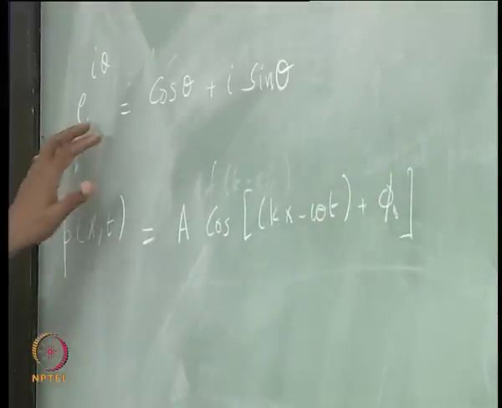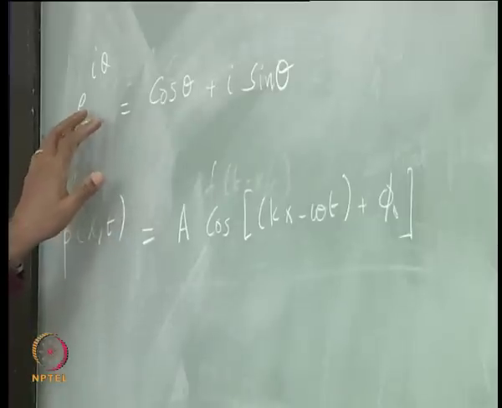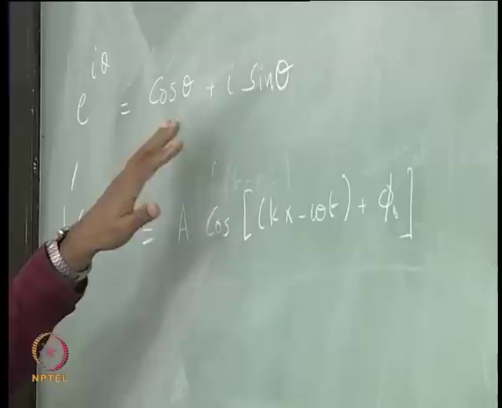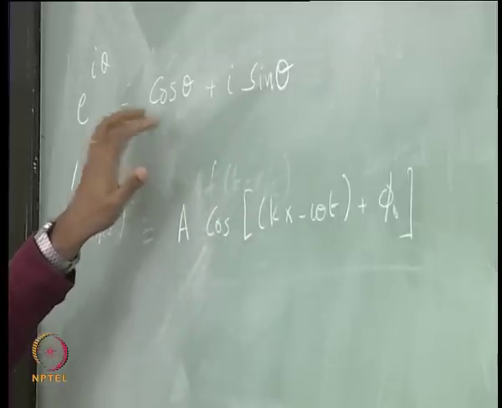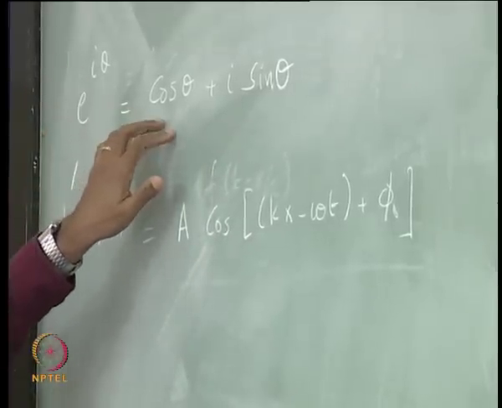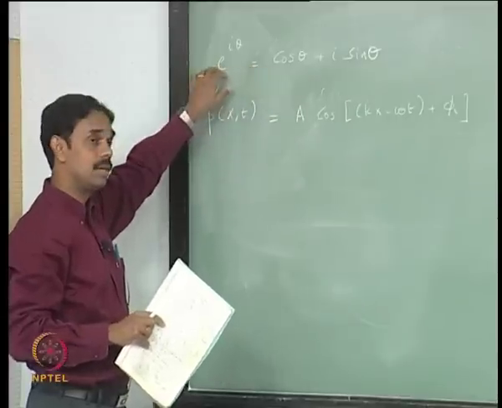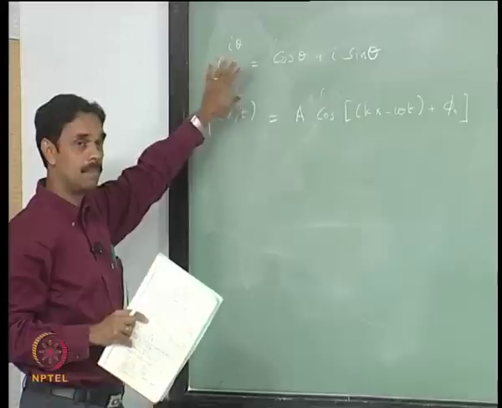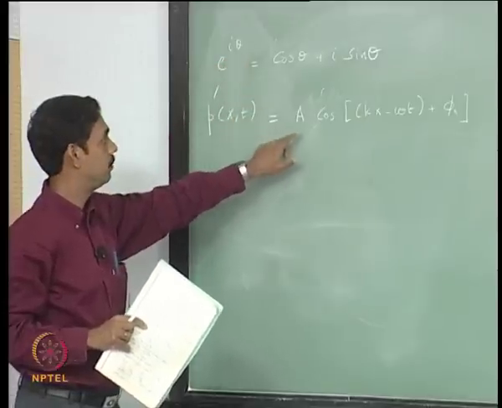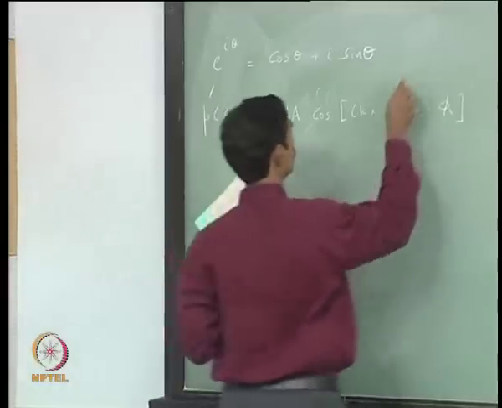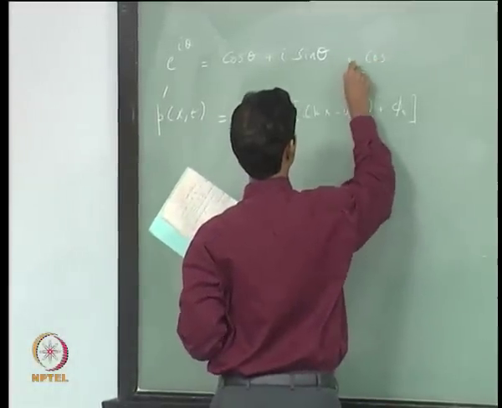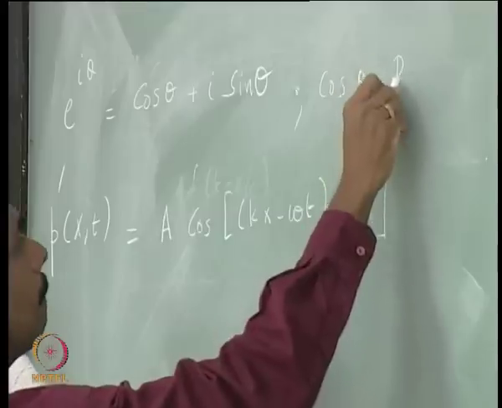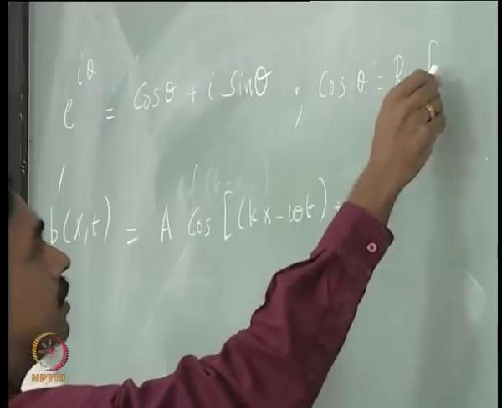So if you see this formula, e power i theta is cos theta plus i sin theta, then cos theta is really the real part of e power i theta. So if you want a function with cos theta and you insist on writing the exponential e power i theta, you can write cos theta as the real part of e power i theta. So let me write that. Re refers to the real part of.